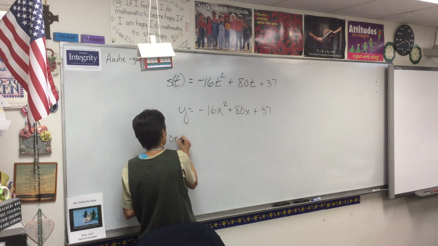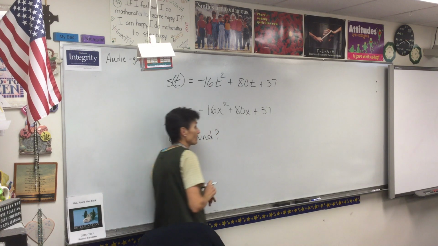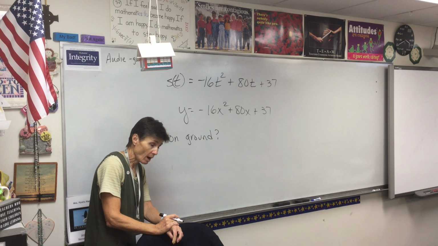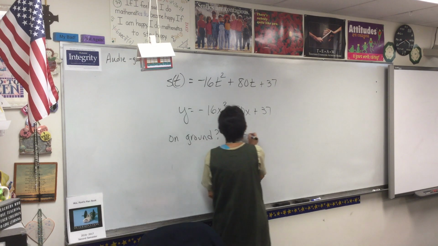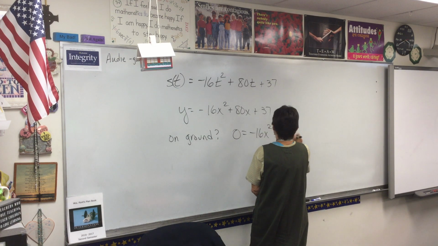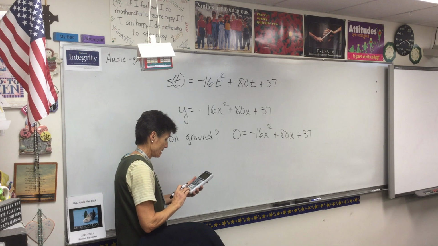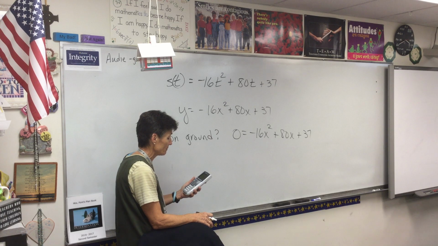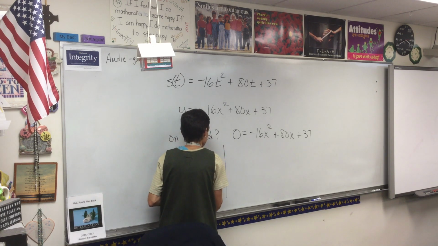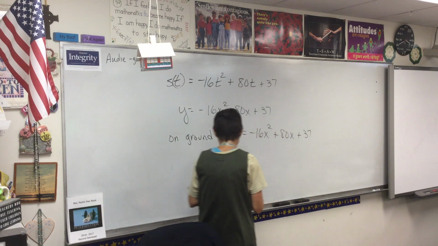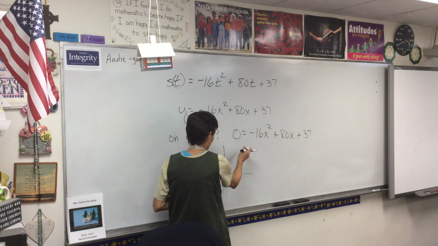Let's see, when is it on the ground? So this is where we put a 0 in for y, because that's the height. So we're on the ground. I'm going to go ahead and put that equation in my calculator. I'm just graphing in a standard window. What I see is a line coming up here and then coming down over here.